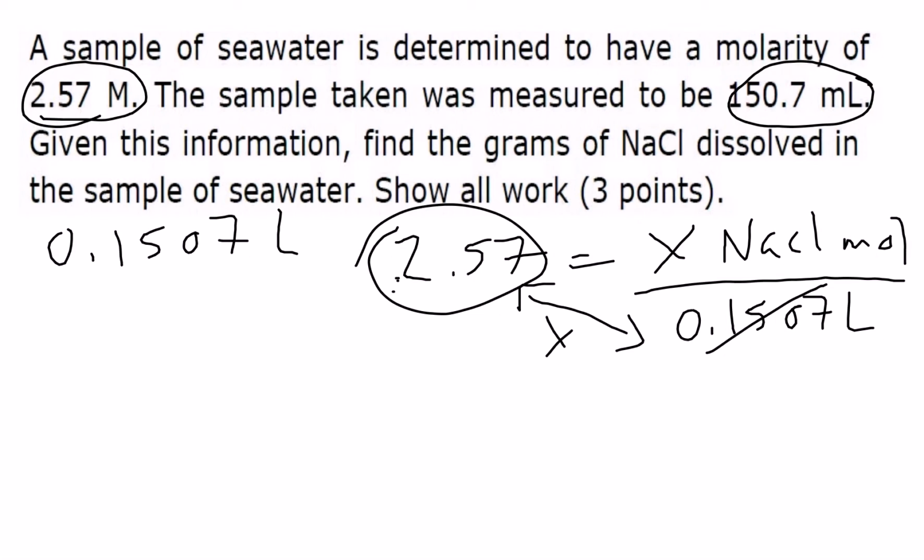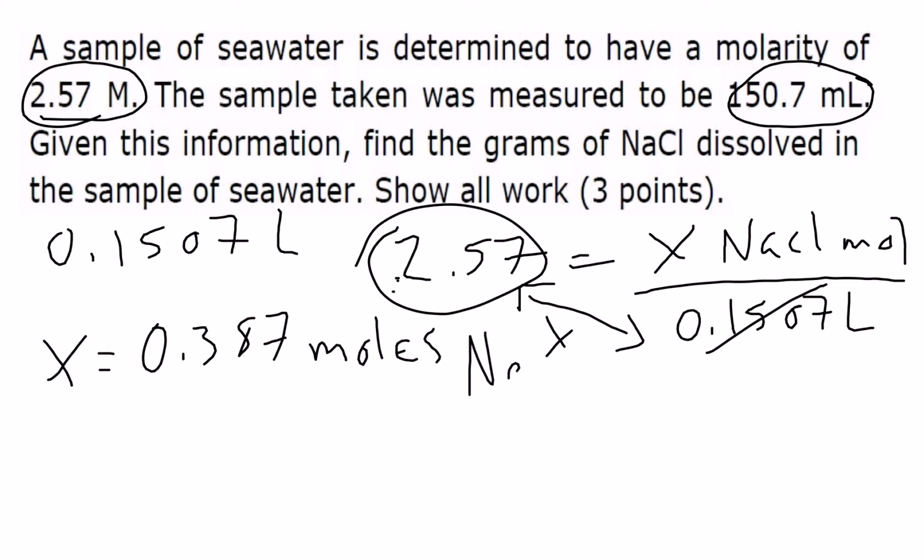I bring it and multiply it up by the 2.57, and I'll find my moles of NaCl. So if you take 2.57 times 0.1507, and you plug it into your calculator, you're going to find that X is equal to 0.387 moles. And that's moles of the NaCl.